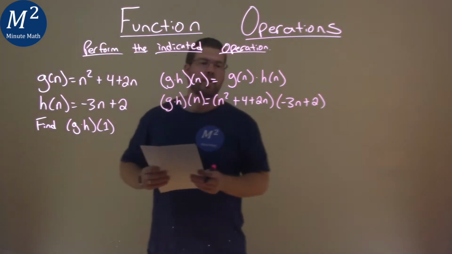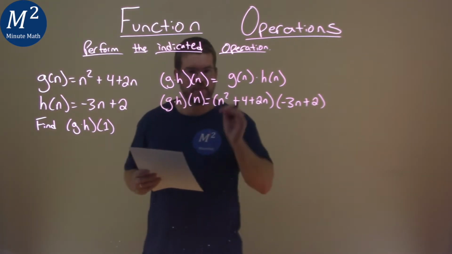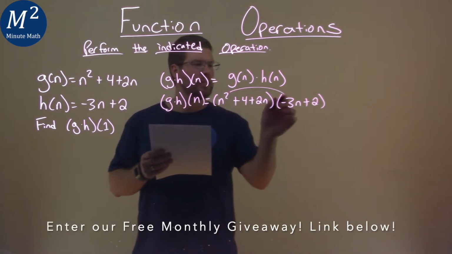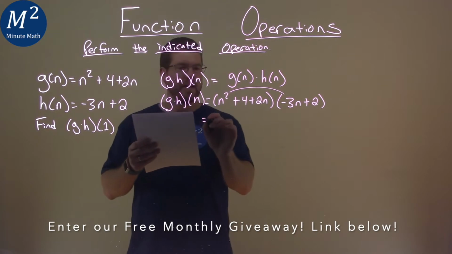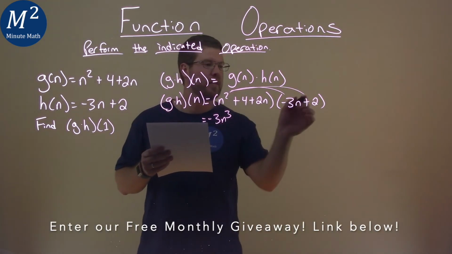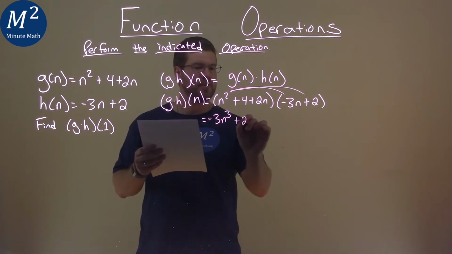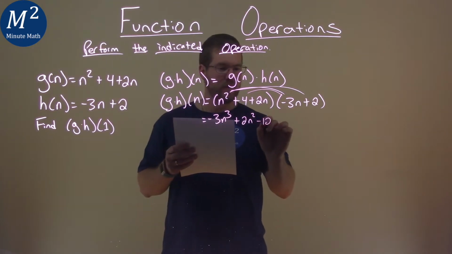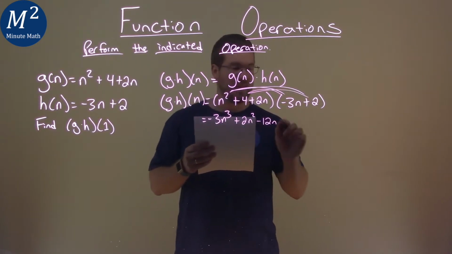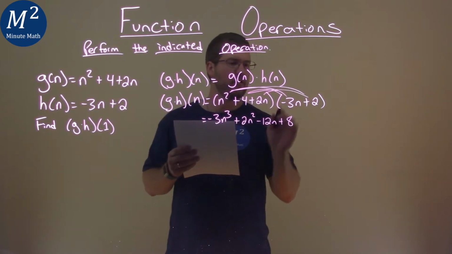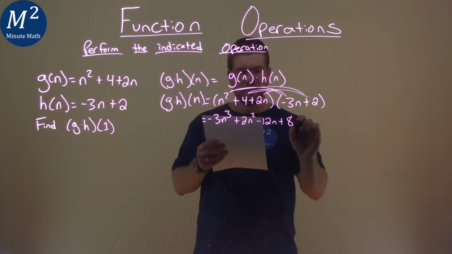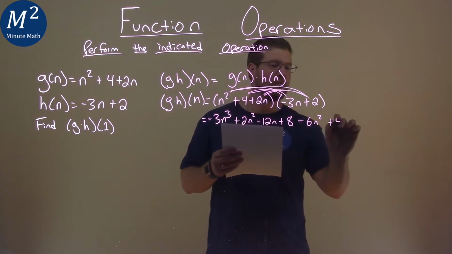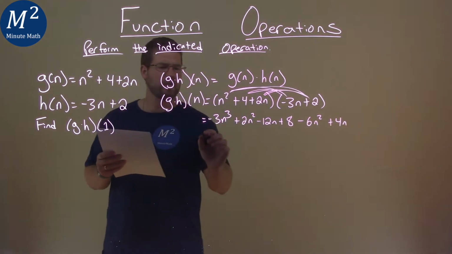So now, what I want to do is I'm going to actually simplify this first, before I start plugging in the 1 that we have to find. So let's multiply it out. n squared times a negative 3n is a negative 3n to the third power. n squared times 2 is plus a 2n squared. We can do the same thing with the 4. 4 times negative 3n is a negative 12n, and 4 times a 2 is an 8, and it's positive. Then we have 2n times a negative 3n, and that's a negative 6n squared, and 2n times a 2 is a 4n.